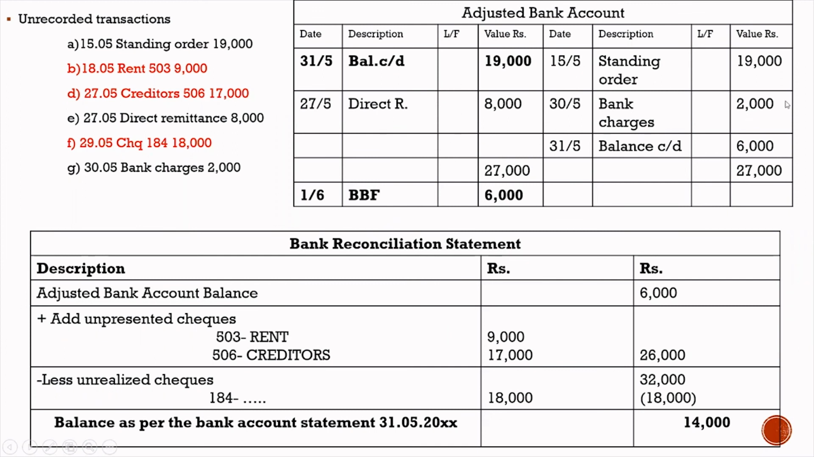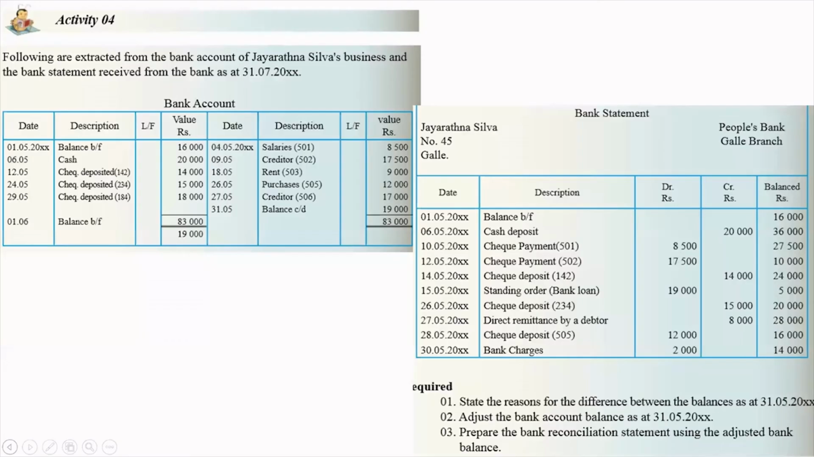So after all these things are added, we can balance this out and see. This side we have a 27,000 total. This side we have a 21,000 total. So the balance is 6,000. So we take that to the bank reconciliation statement. This bank reconciliation statement is made just to find that the total of the bank reconciliation after we correct the errors equals the total given here.